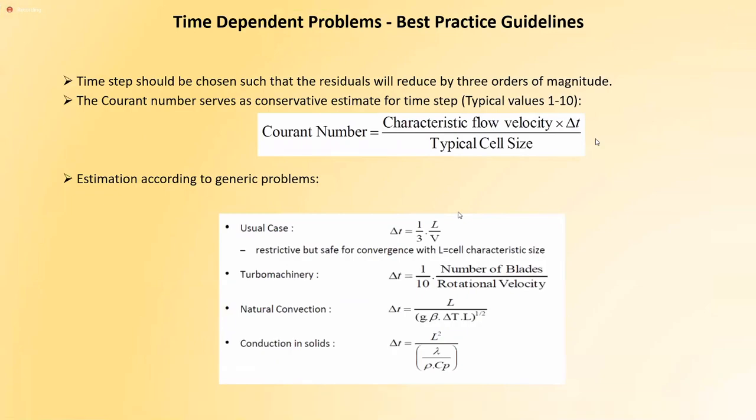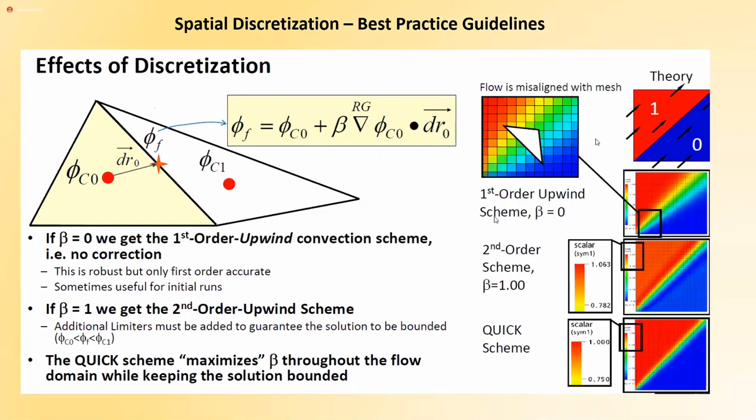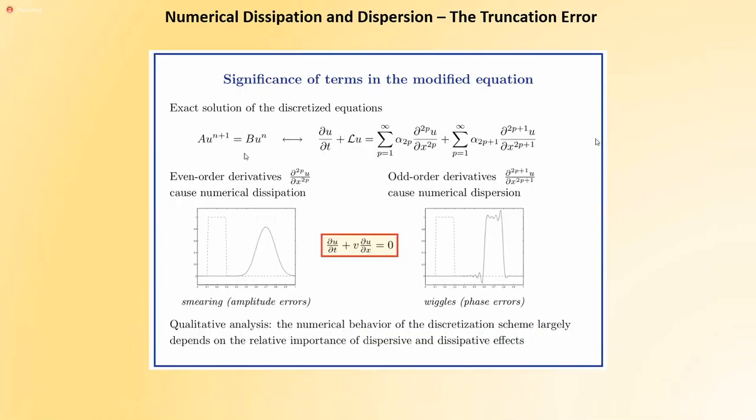The solution is smeared across the cell faces. What does dissipative scheme physically mean? A dissipative scheme means that if it's first order, then we cut the second order term from our Taylor expansion, the second derivative. Even derivatives are in charge of numerical dissipation, and the odd derivatives of the dispersion error, numerical dispersion.